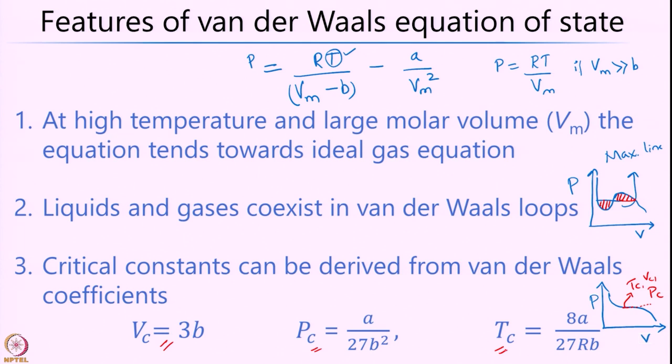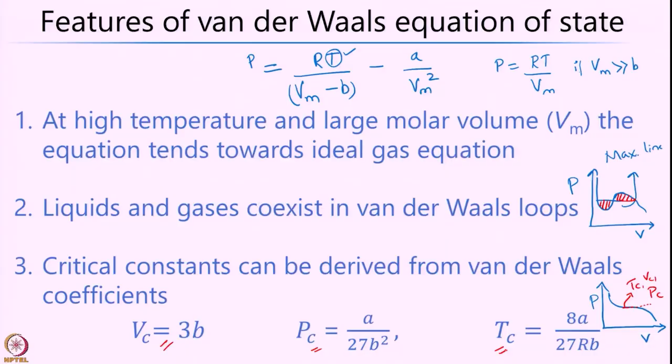So, this is a very useful way to calculate the critical constants for a given gas, and also to go back and check whether the van der Waals coefficients you obtained for a given system are actually correct, based on the experimental measurement of the critical constants, that is temperature, pressure and volume.